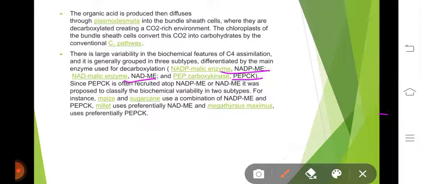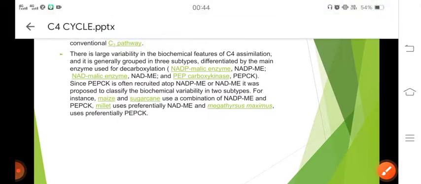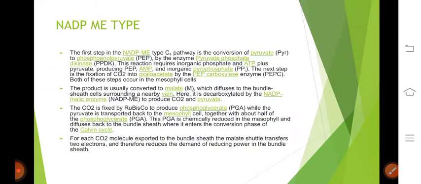NADP-ME type, NAD-ME type, sometimes variable by PEPCK type. So the examples of C4 plants are maize, sugarcane, millet, etc. We will be seeing that now in the further slides. Coming to the NADP-ME type.